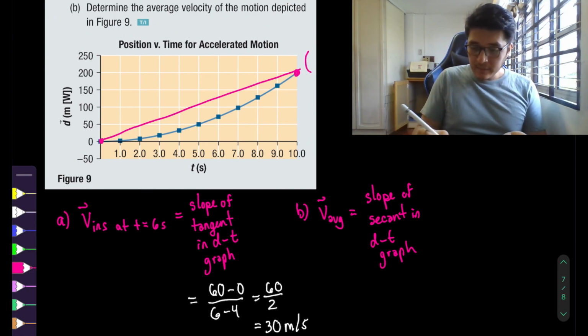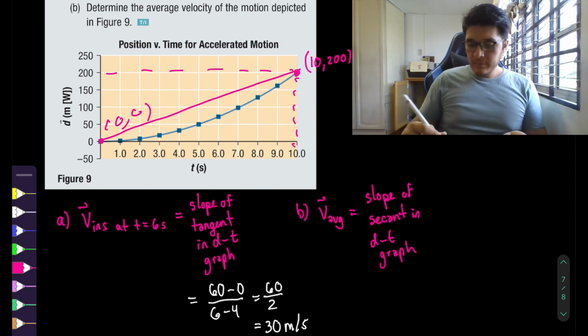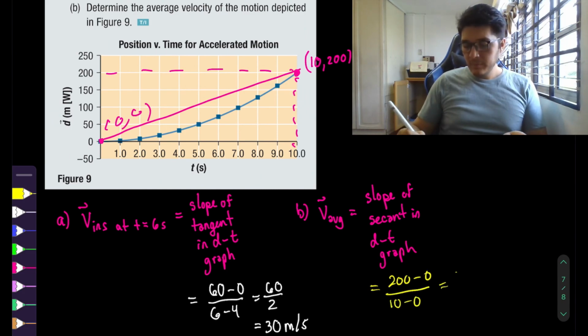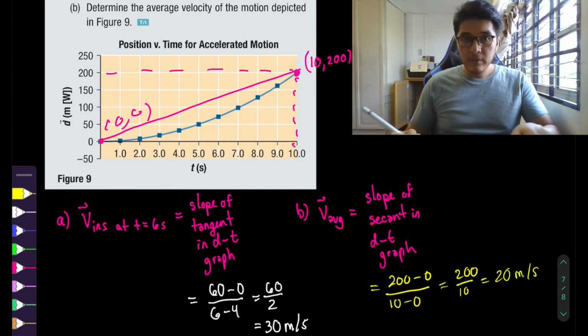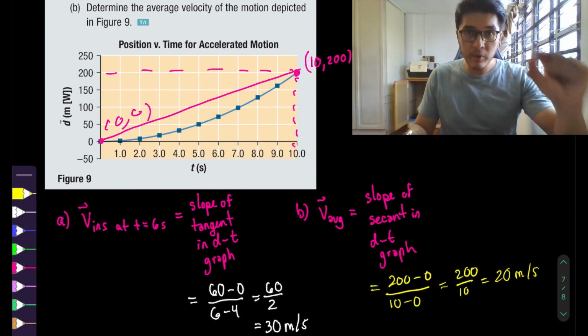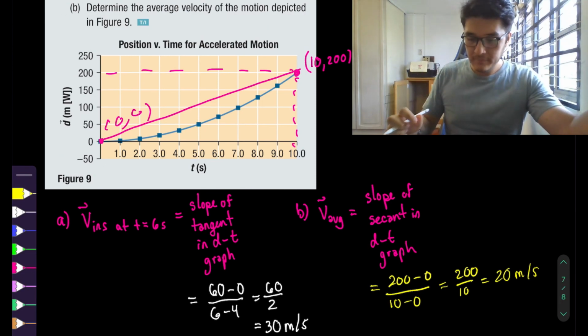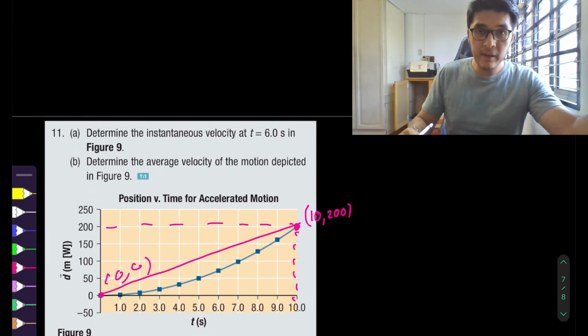And this has at the 10-second mark a position of 200 meters. And this is 0, 0. So in this case, the slope is going to be 200 minus 0 over 10 minus 0, which is 200 over 10, which is 20 meters per second. So you see the two values are actually not the same. They're going to be different. The instantaneous gives you what happens at one moment in time. The average gives you what happens over a time interval. So this is it for now, and I'll see you in the next lesson.